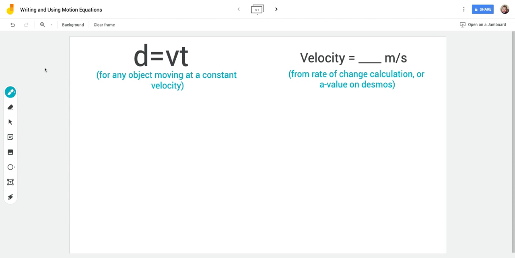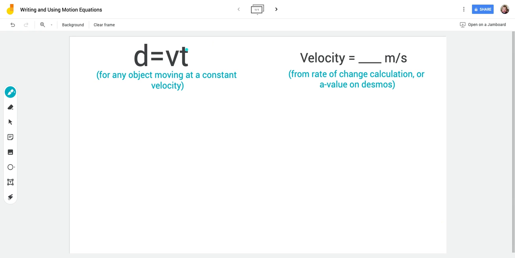Okay, scientists, in this video, I want to show you how to use the general equation for objects moving at a constant velocity and the velocity you get from a rate of change calculation or the A value on Desmos to write an equation that models the motion of a specific object. And then how you can use that equation to do a calculation to predict the distance an object will travel in a certain amount of time.